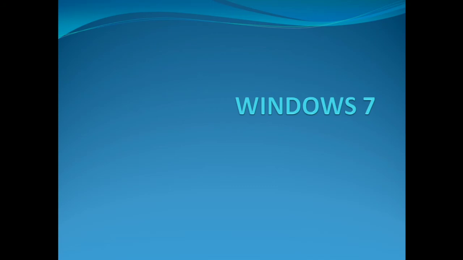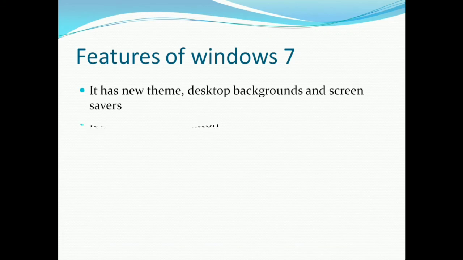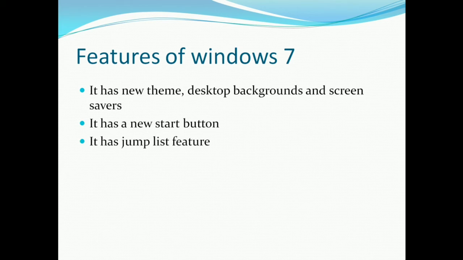The Windows 7 operating system supports new themes, desktop backgrounds and screensavers. And also it has a new start button and start menu. It provides a feature known as jump list that lets you view the recently opened files when you right click on the program icon on the taskbar. And also Windows 7 supports gadgets, which provide information and are very fun to use.